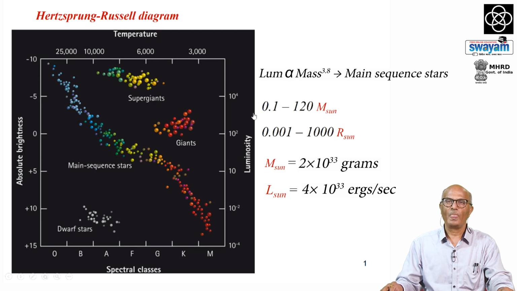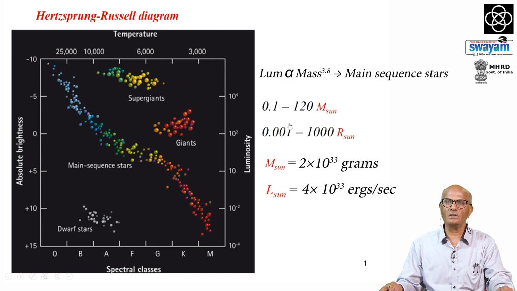If you see the stars' mass range, we measure in terms of the mass of the Sun, and one solar mass is 2 times 10 to the power 33 grams. Luminosity of stars is also measured in units of the luminosity of the Sun, taking it as unity. So L sun is equal to 4 times 10 to the power 33 ergs. Whatever we are measuring here is the log of luminosity, and unity is this.